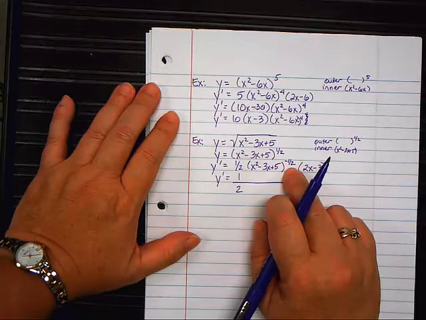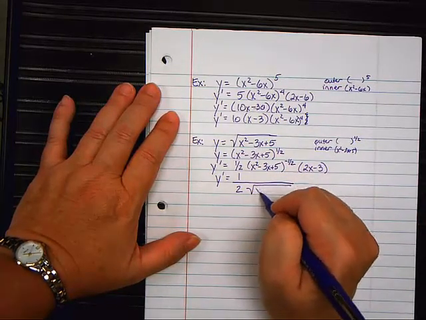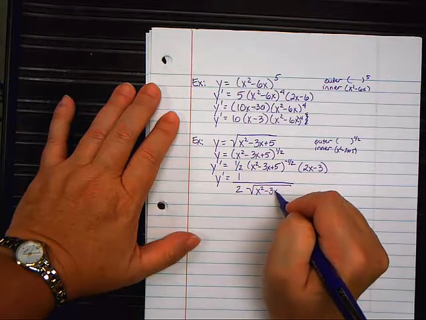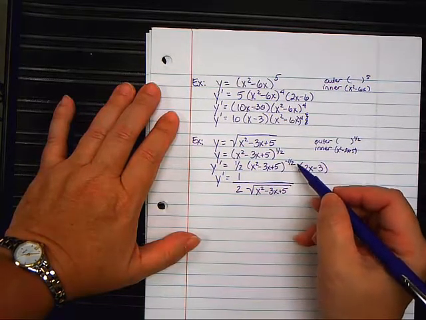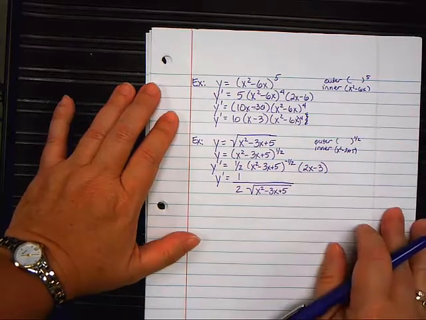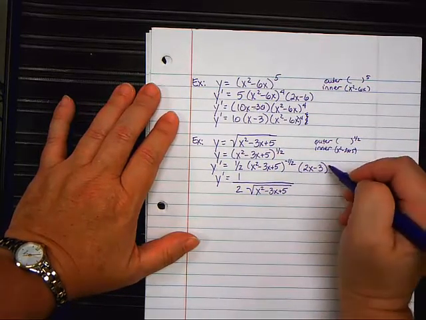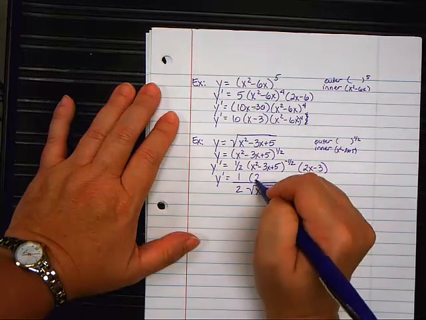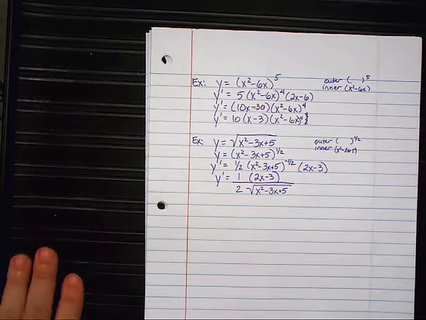And how does it look on the bottom? It's in a square root. So big square root, x squared minus 3x plus 5. Its power is 1, so I don't need to write it. Its root is 2, so I don't need to write that either. Now, what about that 2x minus 3? How do you know that? It's a positive exponent. It's a power of 1. So it goes on the top. So we put in the parentheses 2x minus 3, just like so. That's done.